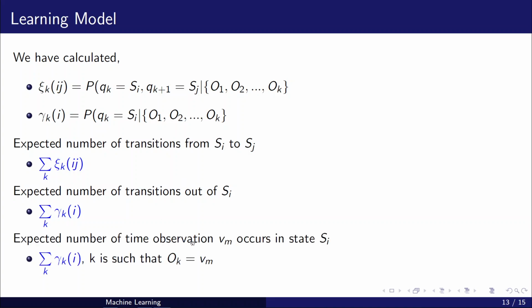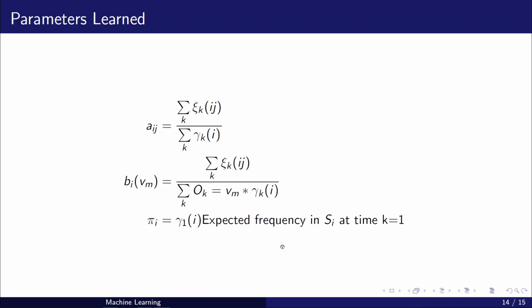The expected number of times observation Vm occurs at state si is sigma k gamma ki, such that Ok is equal to Vm. Here, let's say k is such that you have found this observation symbol at this position. So in that case, this sigma k gamma ki is your expected number of times observation Vm occurs in state si.